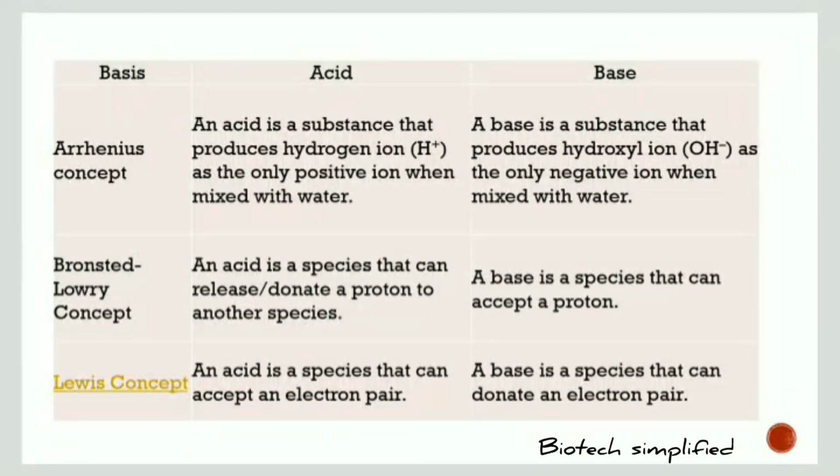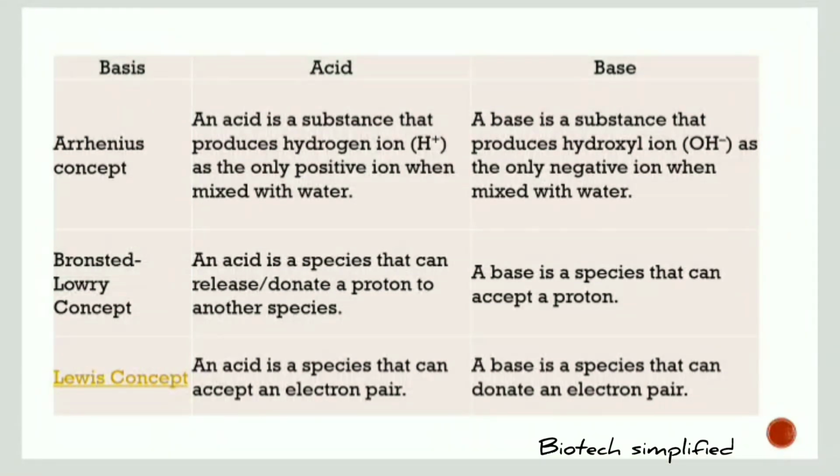Now let us discuss another concept that differentiates an acid from a base, that is the Bronsted-Lowry concept. According to the Bronsted-Lowry concept, an acid is a species that can release or donate a proton to another species, whereas a base is a species that can accept a proton. So this is the second difference between an acid and a base.